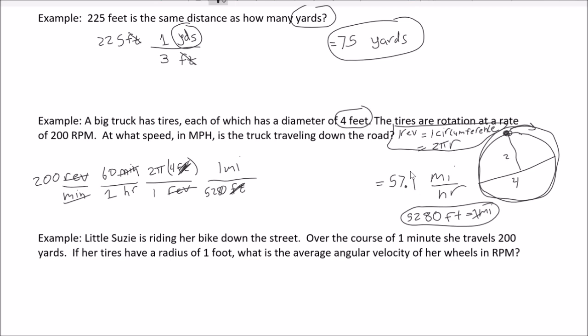And I'd like to encourage you to always stop when you get to the end of one of these questions and ask yourself, in context, does this answer make any sense at all? Does it make sense that a big truck could go down the highway at 57 miles per hour? Yeah, heck yeah, that's what they do. Absolutely, that's a reasonable answer.